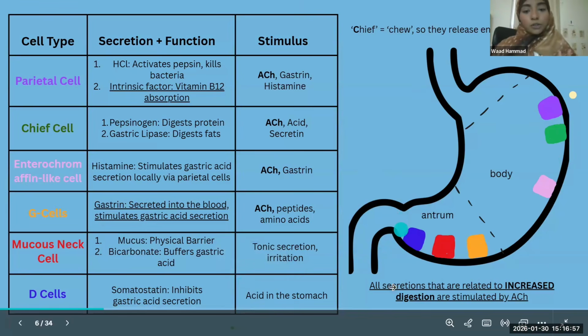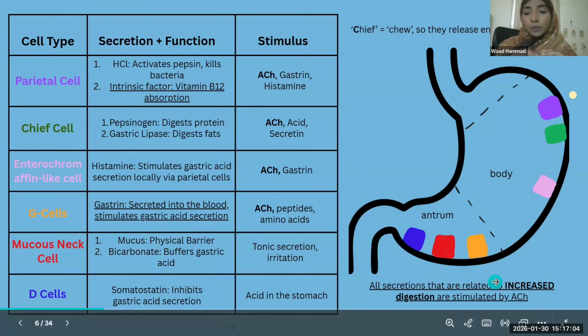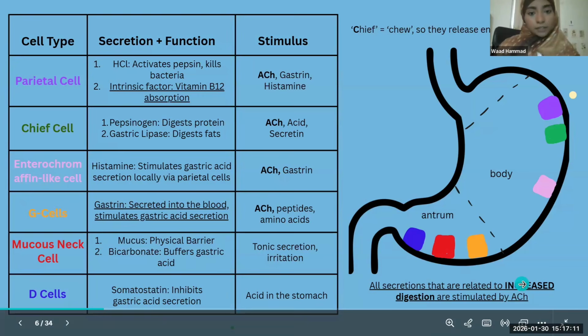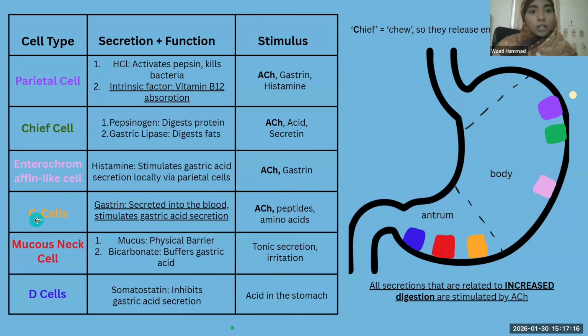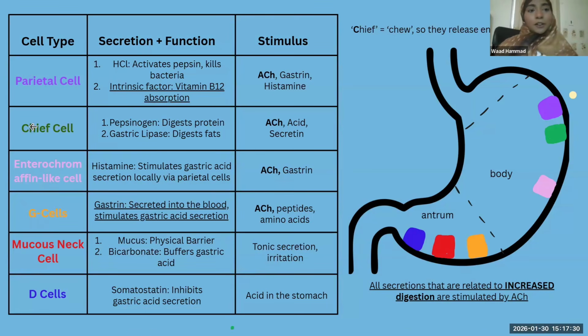And just one thing that I want, a way for you to remember this more easily, is that all secretions that are related to increased digestion, either it being hydrochloric acid or being enzymes, are all stimulated by ACH. So parietal cells, chief cells, enterochromaffin-like cells, and G cells all give you more secretion of acid or more secretion of enzymes, and they're all stimulated by ACH because digestion is all parasympathetic, vagus nerve.